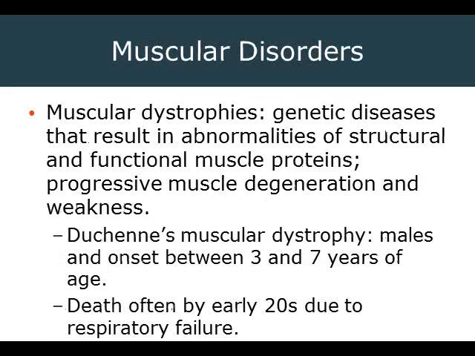So we move into muscle disorders, things like muscular dystrophies. These are genetic diseases, and it causes progressive muscle degeneration or weakness. One of the most common ones is Duchenne's muscular dystrophy. It typically affects males between 3 and 7 years of age.